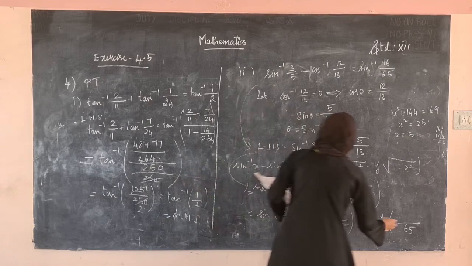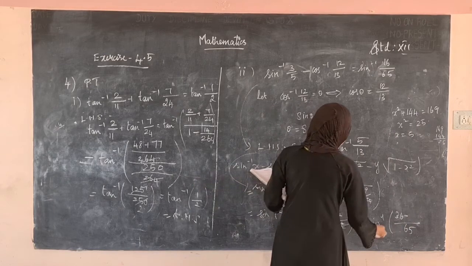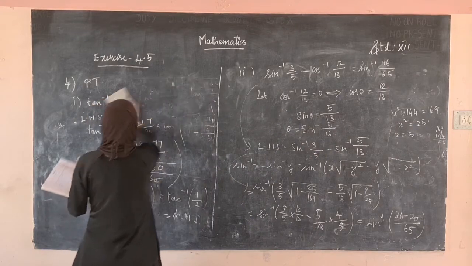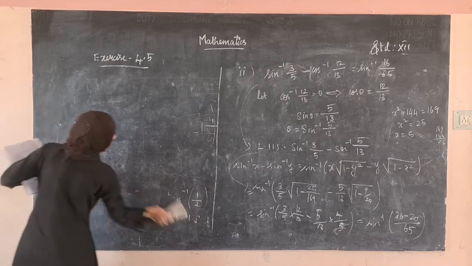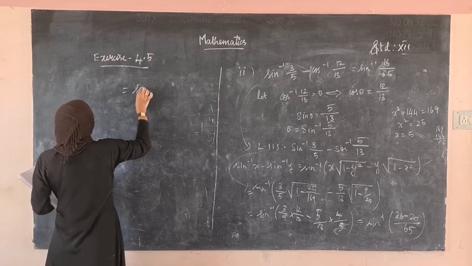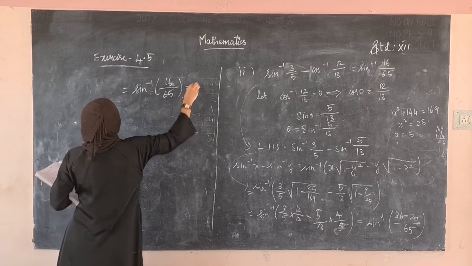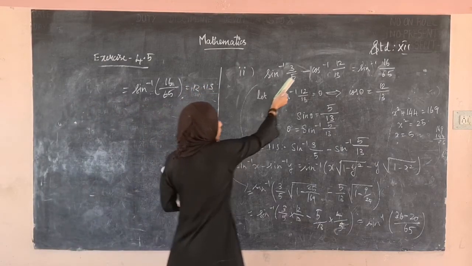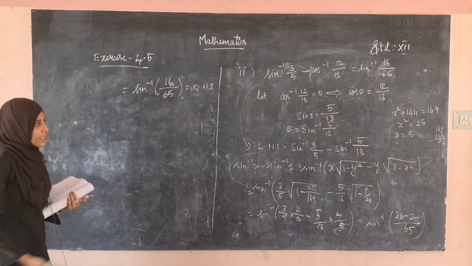So 12 into 3 is 36, minus 5 into 4 is 20. What's the value we are getting? Sine inverse of 36 minus 20 is 16, and the denominator we already have 65, which is equal to sine inverse of 16 divided by 65. It is equal to the RHS. This is what we have to prove, right? Sine inverse of 3 divided by 5 minus cos inverse of 12 divided by 13 is equal to sine inverse of 16 divided by 65.